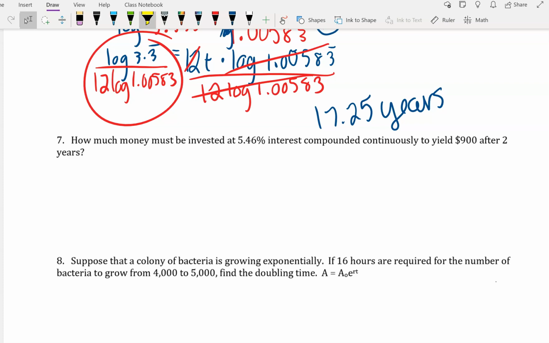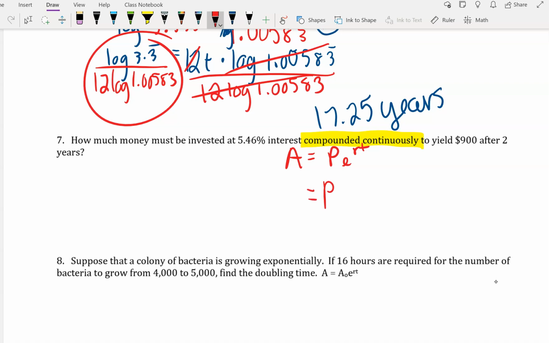So the nice thing is this keyword, continuous interest. I get to use the PE to the RT formula, which is really nice. A equals PE to the RT. That's much easier to deal with. So how much should be invested? So we don't know what our principal value is.